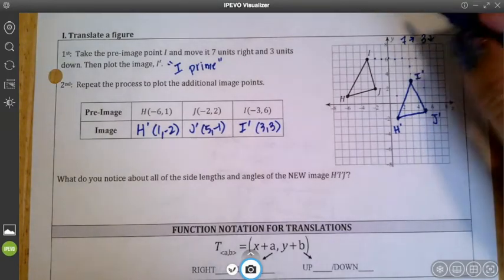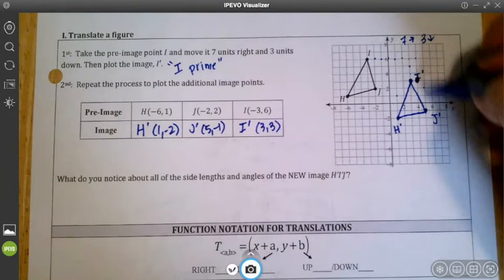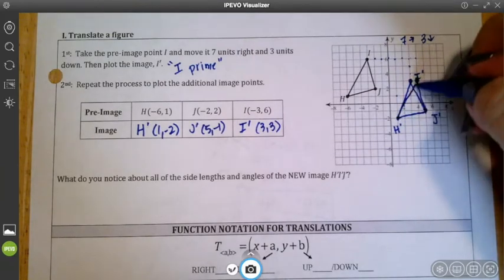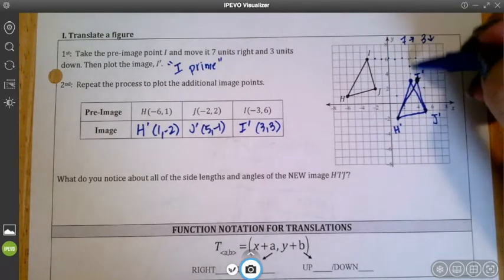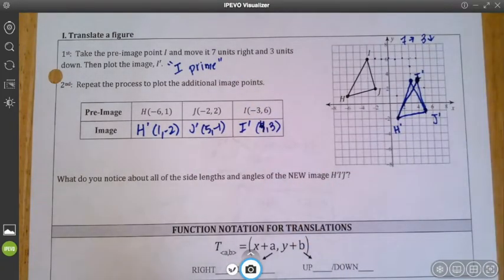And I've actually just realized I miscounted. I prime should be here at 4, 3. See, I counted over 7, but then I went back 1 by accident. So this should actually be 4, 3. How did I notice that mistake?